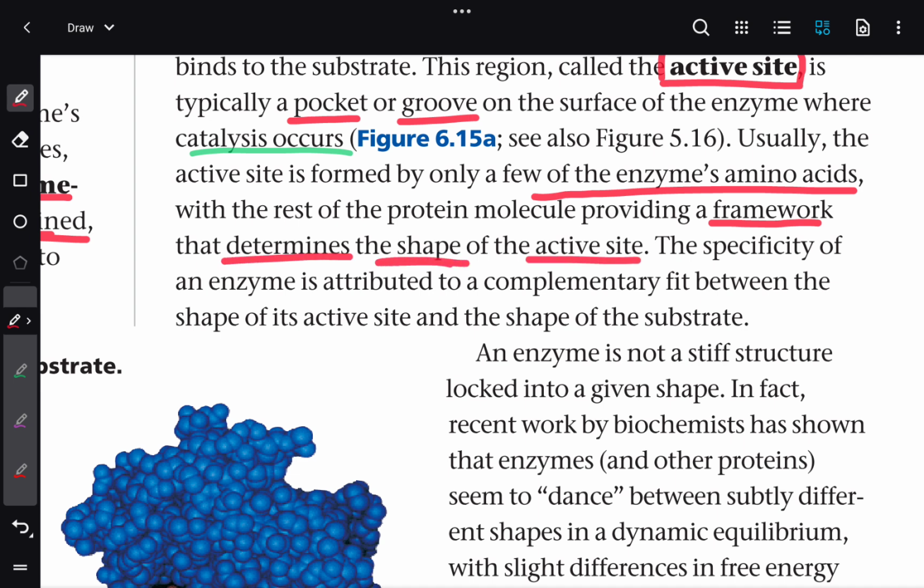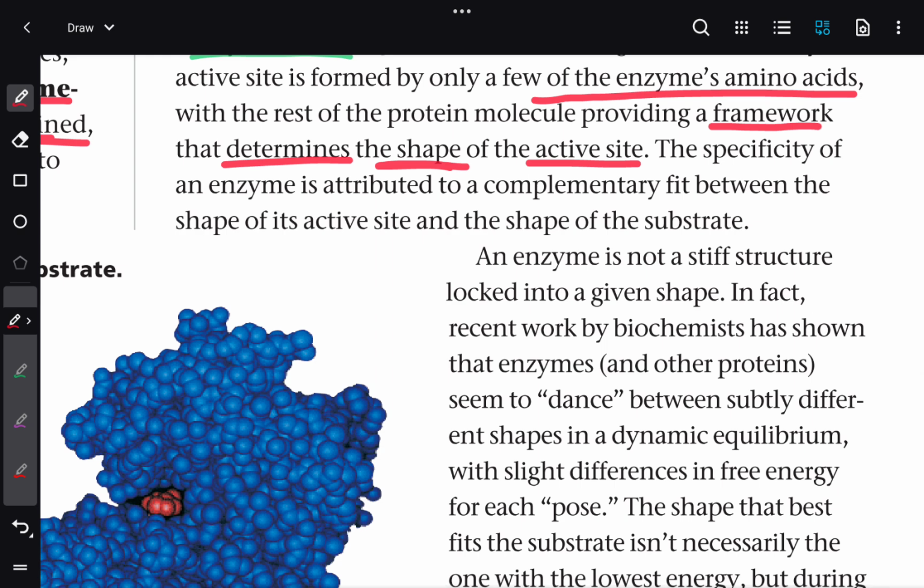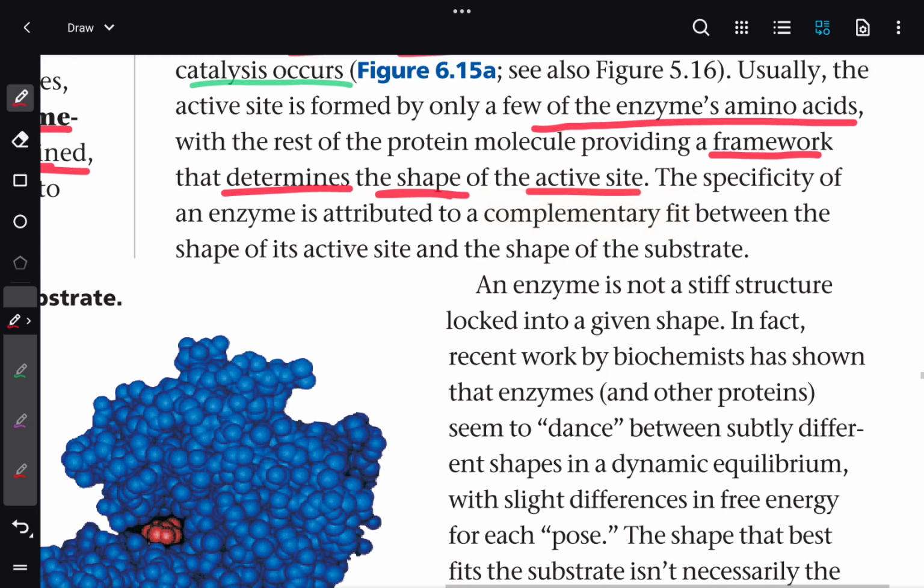of the active site. Now, the specificity of an enzyme is attributed to a complementary fit. This is a very complementary fit between the shape of the active site and the shape of the substrate.